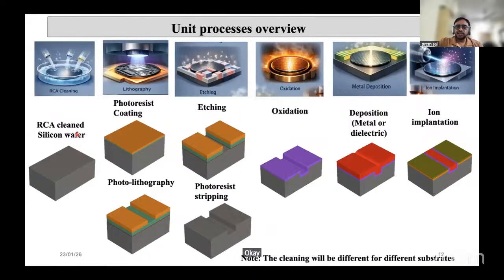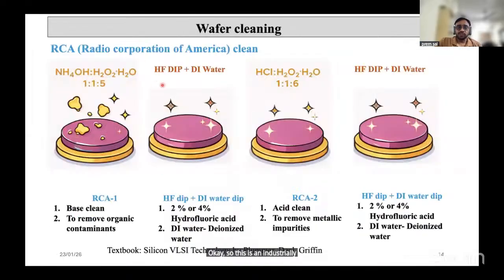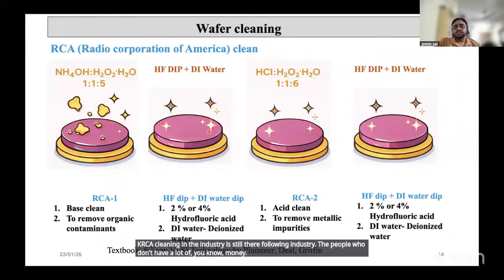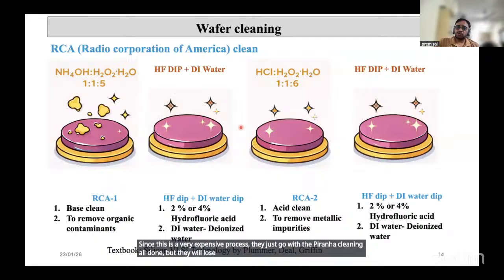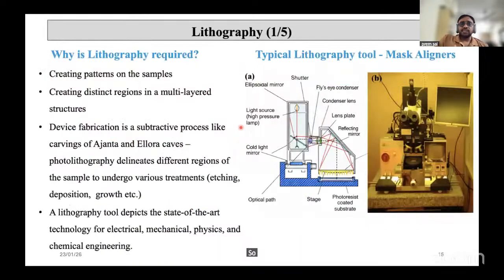So this is an industrially approved cleaning process. Okay, RCA cleaning is industrial. Still they follow in industry. The people who don't have a lot of money, since this is a very expensive process, they just go with the piranha cleaning, all that, but they will lose the performance, as I was saying before. So now let's see the critical unit process.